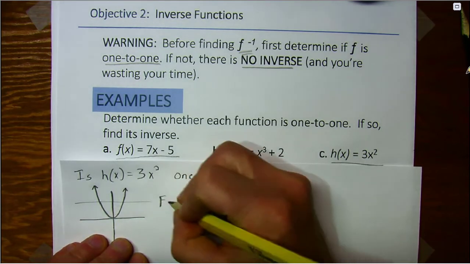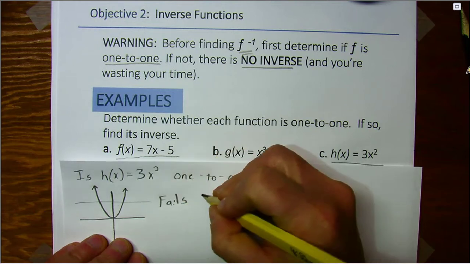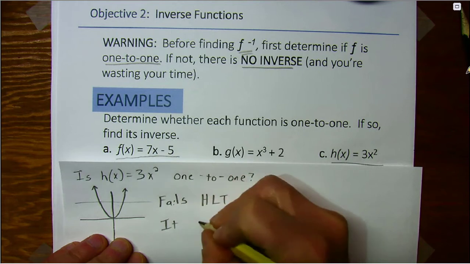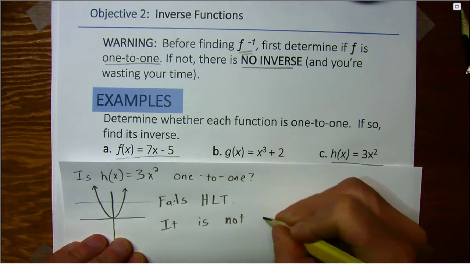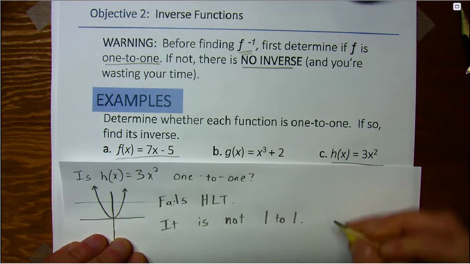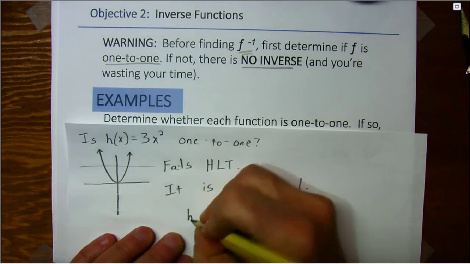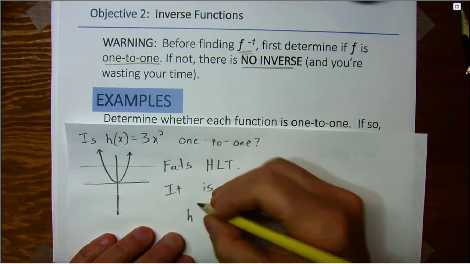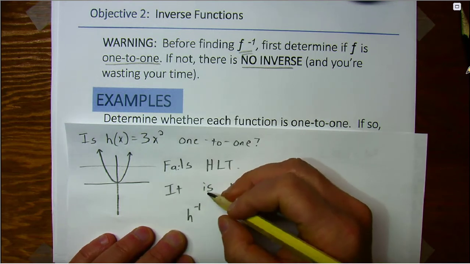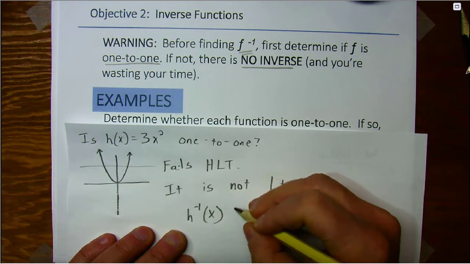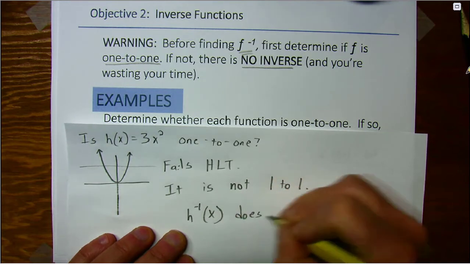No. That function is going to fail the horizontal line test. It's not one-to-one. And therefore, if it's not one-to-one, we have no work to do. There is no inverse function. There is no way to get back and reverse that function. That is to say, the inverse function for h does not exist.